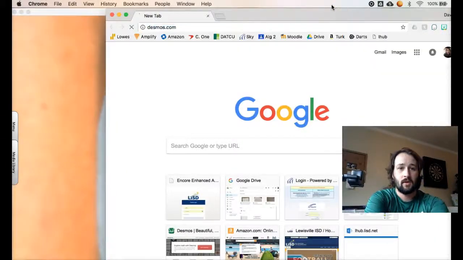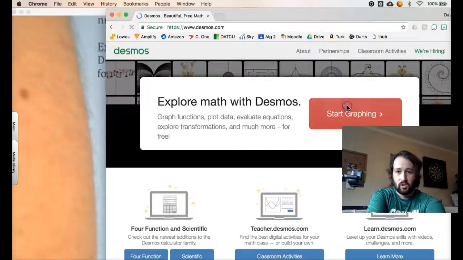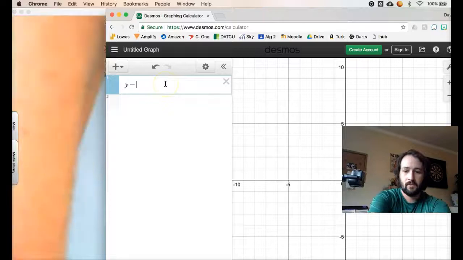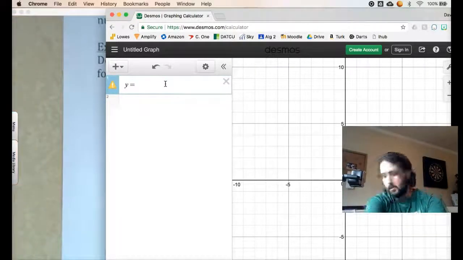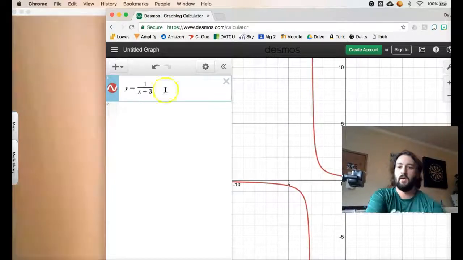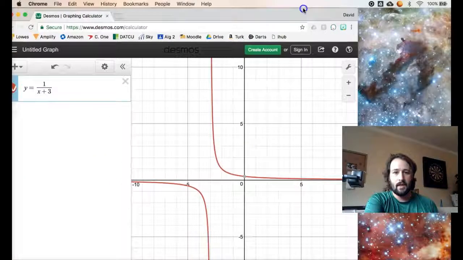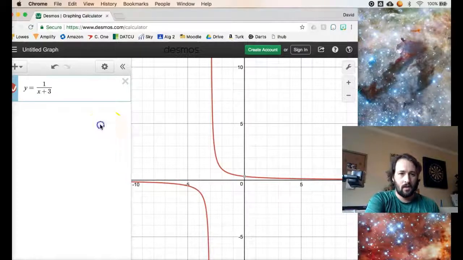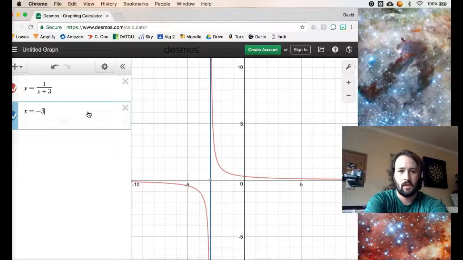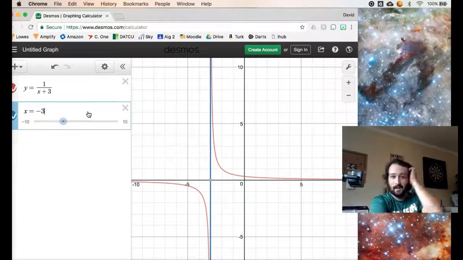Start graphing. So y equals minus 1 over x plus 3, 1 divided by x plus 3. So look at it. At -3. Here, let me make another line. x equals -3. All right, so that's the value that I cannot have.